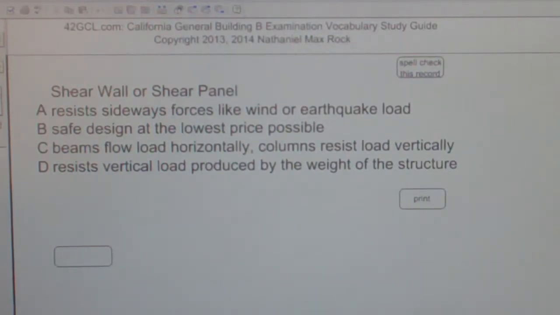Well, the best answer choice in this case for shear wall or shear panel is A. Resist sideways forces like wind or earthquake load.